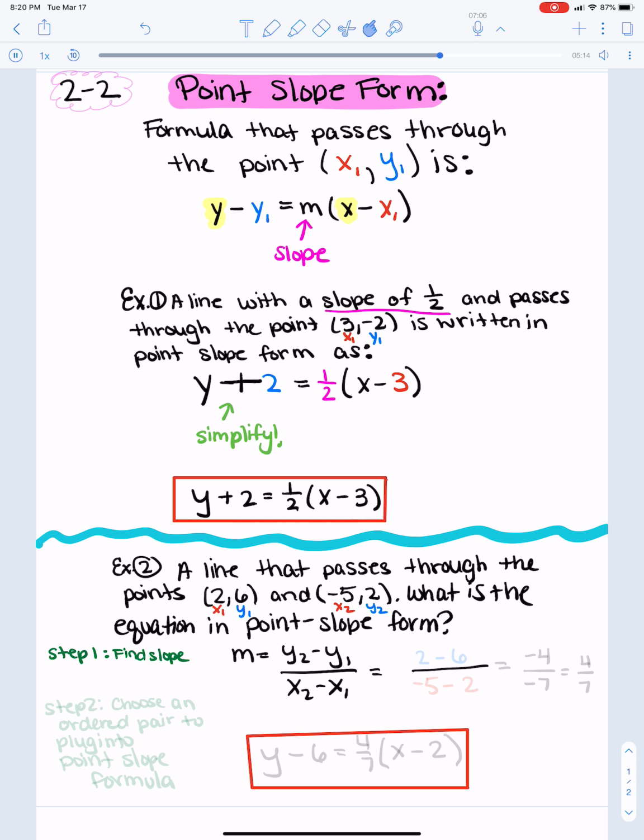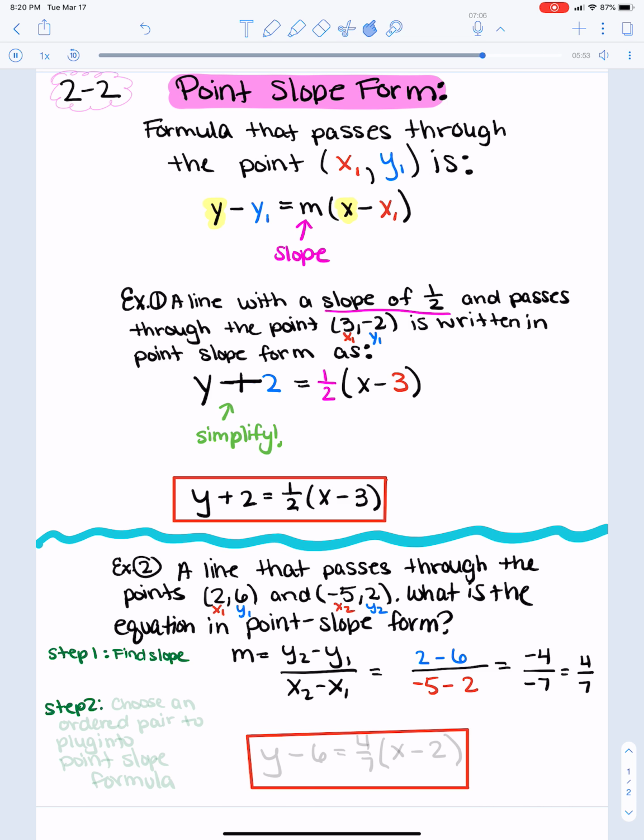All right, so now I'm going to put those in my slope formula. So my y2 is positive 2. So I have 2 minus 6, because that's my y1. My x2 is negative 5 minus my x1, which is 2. All right, so now we're just going to simplify. So 2 minus 6 is going to give me negative 4. Negative 5 minus 2 is going to be negative 7. So my slope is positive 4 over 7. Because remember, negative divided by negative is positive. Okay, so that's just my slope. That's just my m.